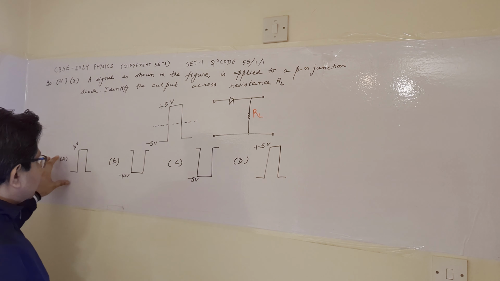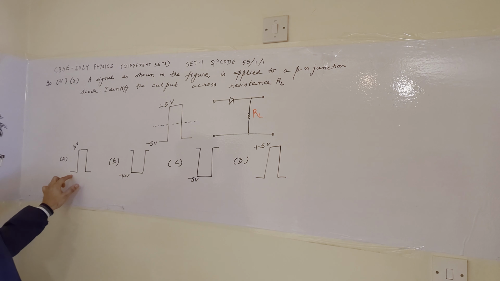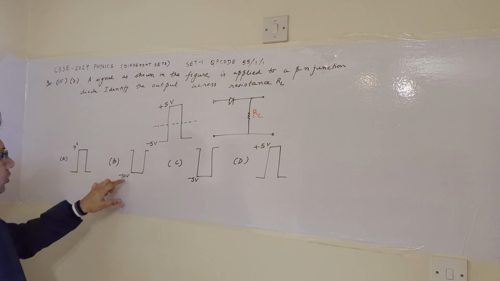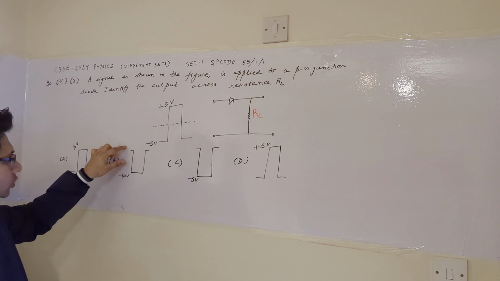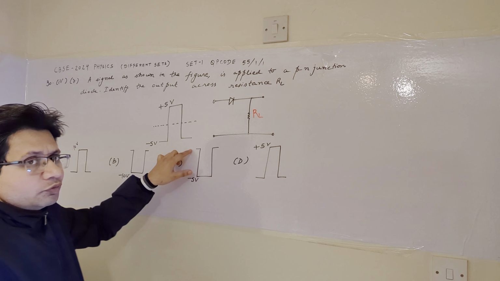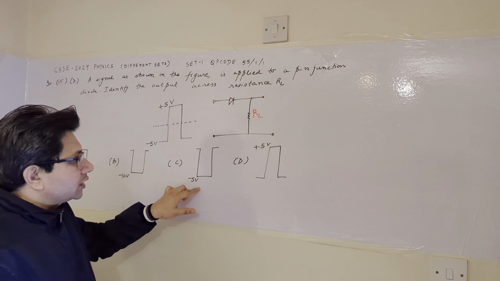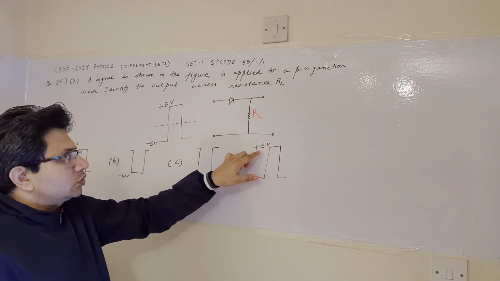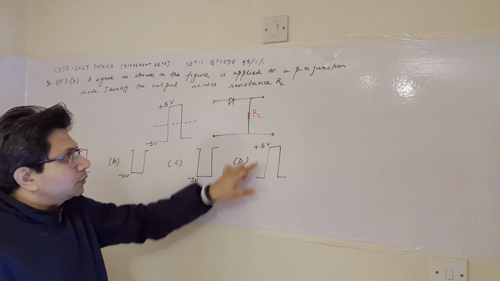And the given options are: option A, a waveform which switches between 0 and 10 volt. Option B, a waveform which goes from 0 to minus 10 volt. Option C, a waveform which goes from 0 level to minus 5 volt. And option D, a waveform that goes from 0 level to plus 5 volt.